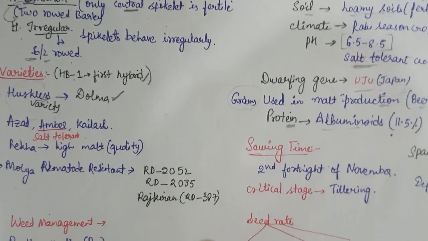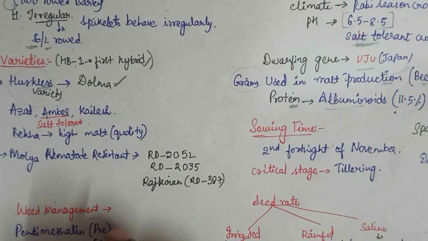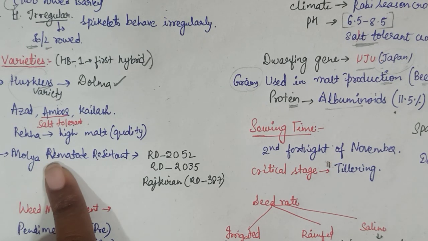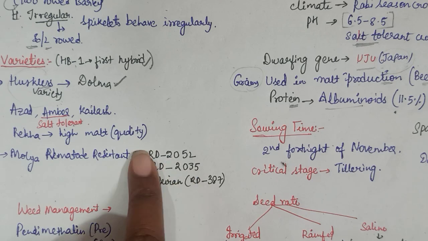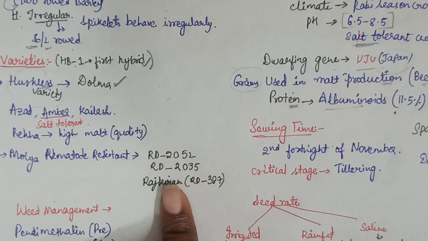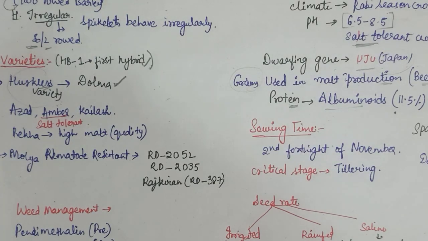And molya is a very important nematode causing disease in barley. So nematode resistant varieties are Rajkiran, RD2052. These are the varieties. So see, we'll study more about the crops that we mostly use in our day-to-day life. So the information about barley is a little less.